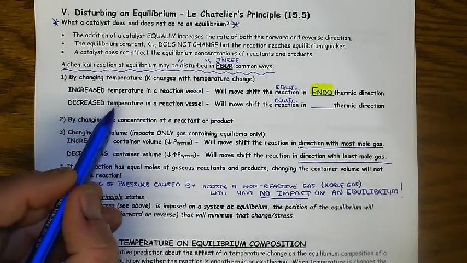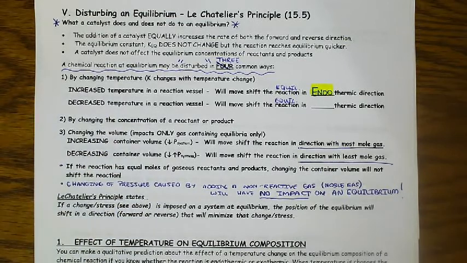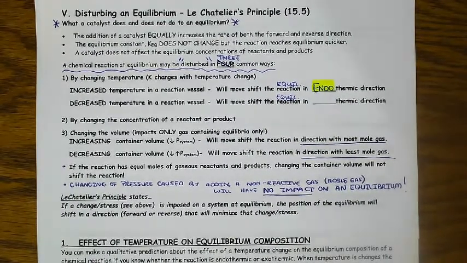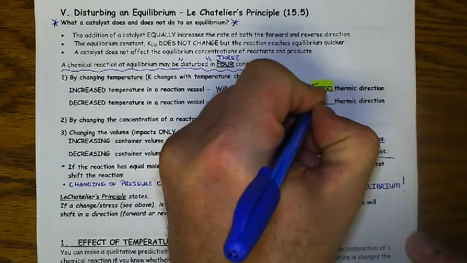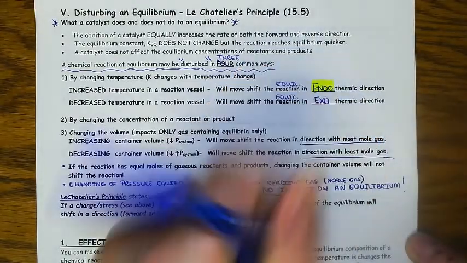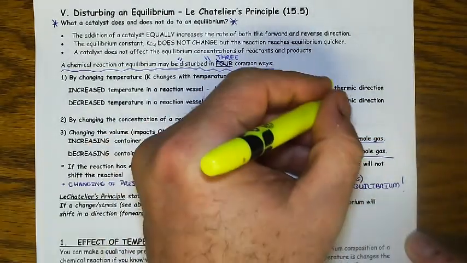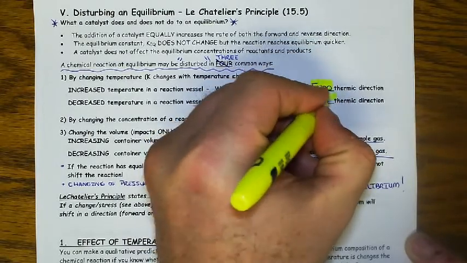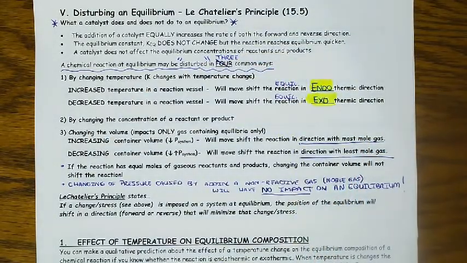In contrast, if you decrease temperature in a reaction vessel where an equilibrium is going on, the equilibrium will respond. And how would you decrease the temperature in that reaction vessel? Probably by removing heat. So the equilibrium will respond in a direction that is exothermic in an effort to replace that heat that was removed to decrease the temperature of the reaction vessel.